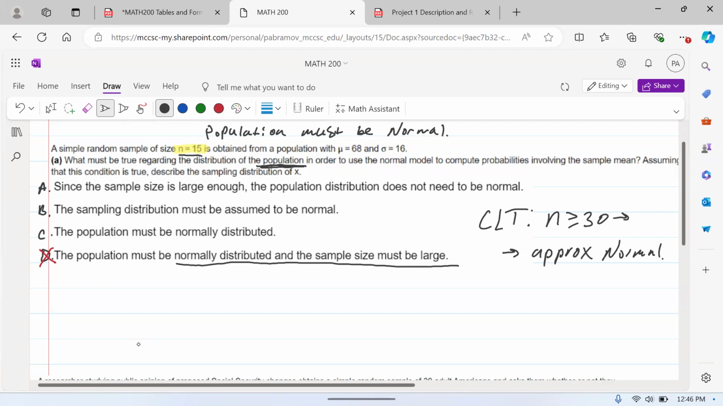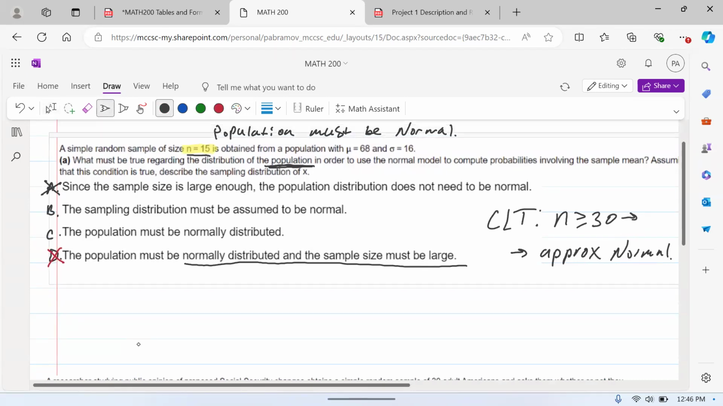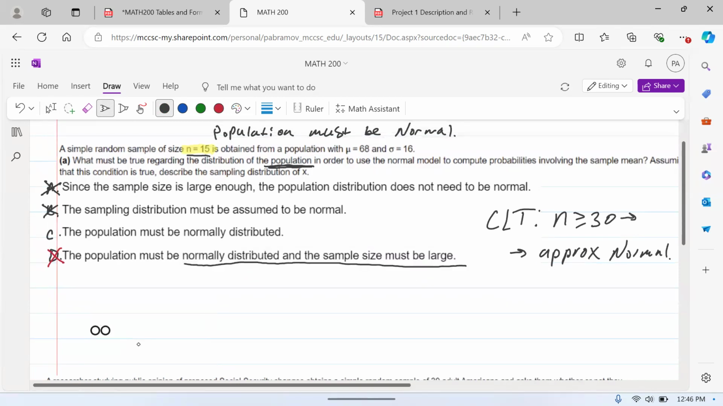Okay, so then we're looking at our choices. So this A says since the sample size is large enough, the population does not need to be normal. That is incorrect. That would have been true if the sample size was 30 or greater, and the sampling distribution might be assumed to be normal. There is no reason for us to assume that. So therefore, the population must be normally distributed. So this is our answer. Only if the population is normally distributed can we assume that our sampling distribution is also approximately normal.